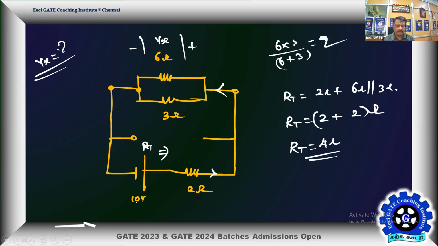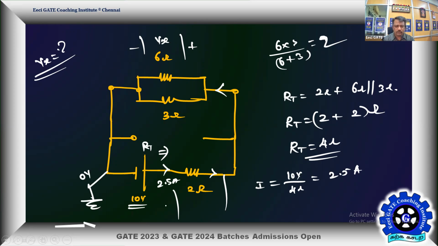Then, with 10 volt exciting the circuit, the total current I is equal to 10 volt divided by 4 ohm, which is 2.5 amp. That's the current coming from the supply. Assuming the bottom is the reference of 0 volt, you lose 2.5 into 2, which is 5 volts across the 2 ohm. So from 10 volt, losing 5 volt, this point is going to be 5. Therefore, this also is going to be 5.